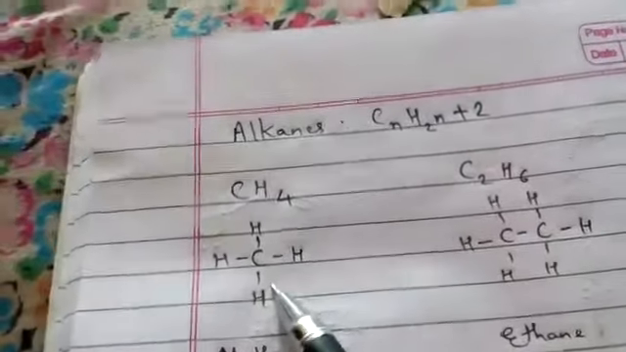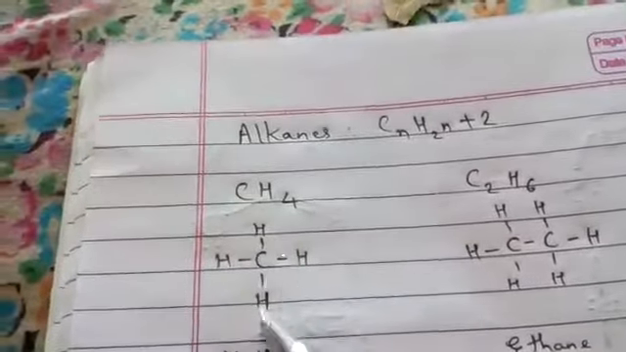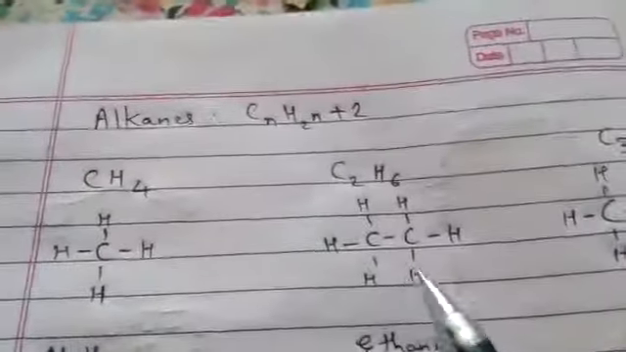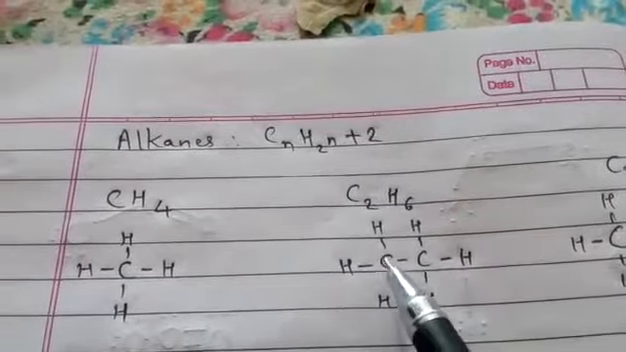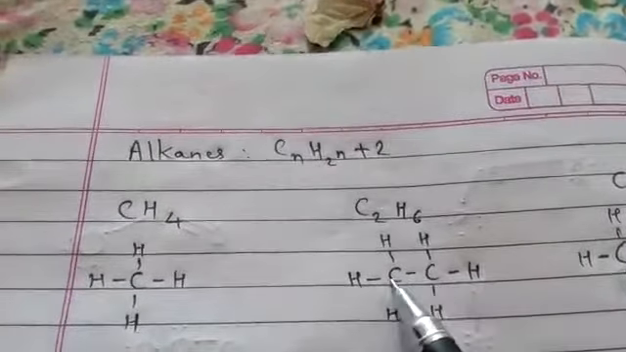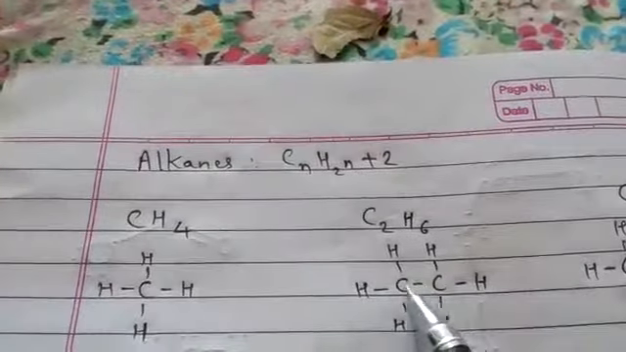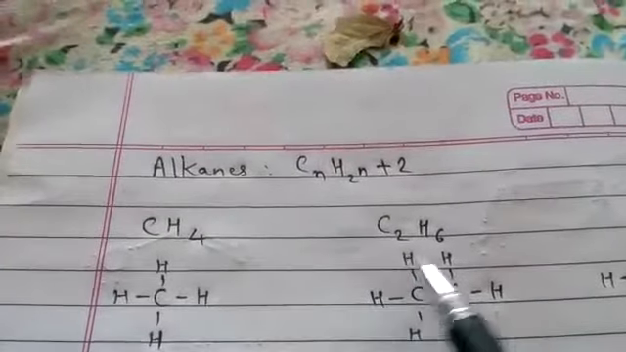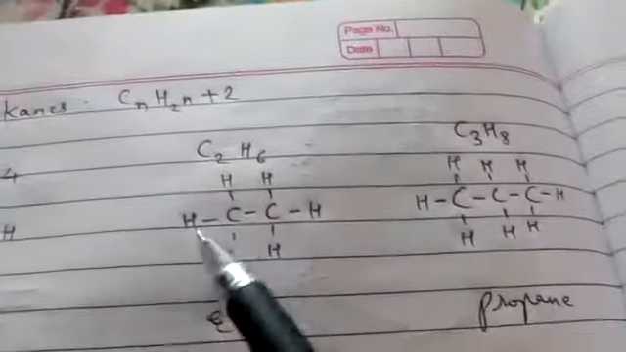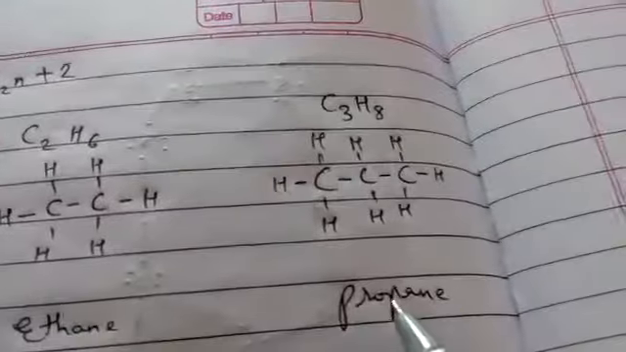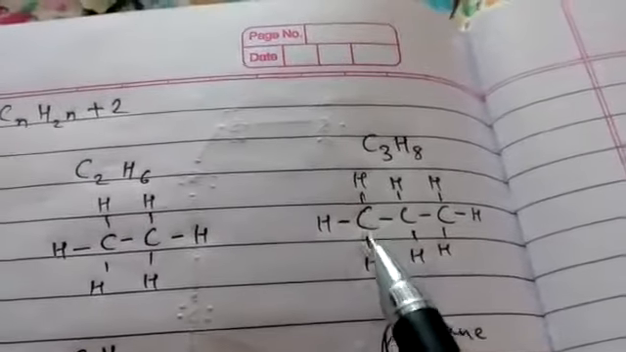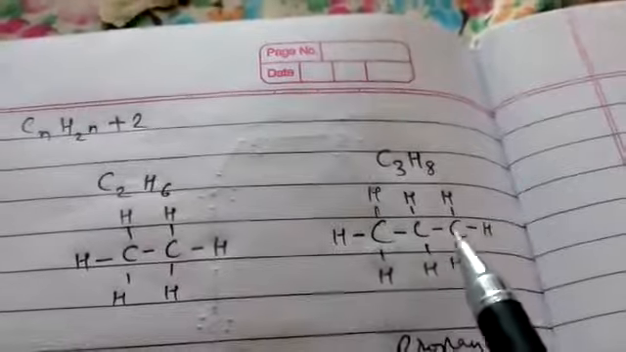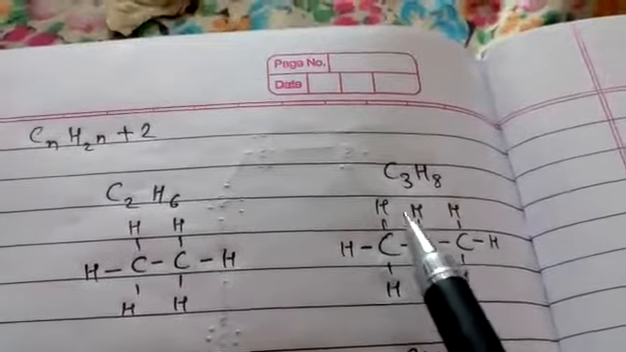So this one is the smallest hydrocarbon, or smallest alkane, that is methane, CH4. And then this is ethane. This has 2 atoms of carbon, and they are connected together with a single bond, and there are 6 hydrogen atoms around it. So this is C2H6, and this one is propane, one of the ingredients of the cooking gas. It has 3 atoms of carbon in a straight line, and there are 8 hydrogen atoms around it.